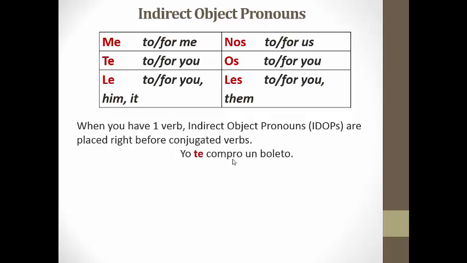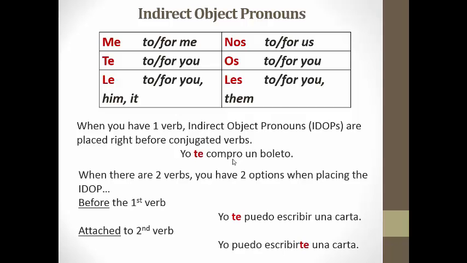What if I have two verbs in a sentence? Well, just like direct object pronouns, I have two options. I can place the IDOP before the first verb, so before the conjugated verb, or I can attach it to the second verb. Okay, so in this sentence, yo te puedo escribir una carta, I can write you a letter. Two options as to where you can put the te.